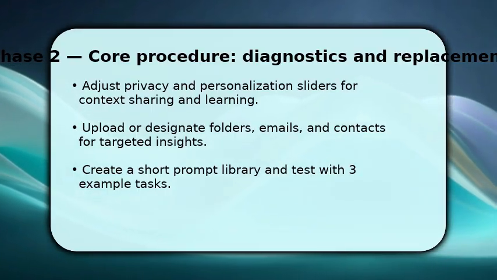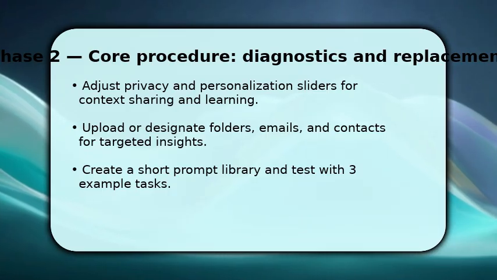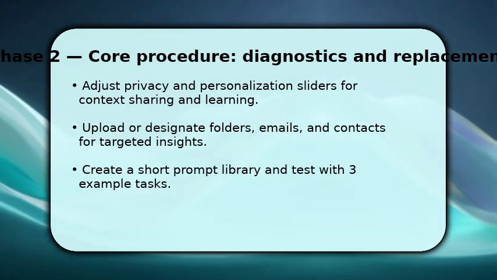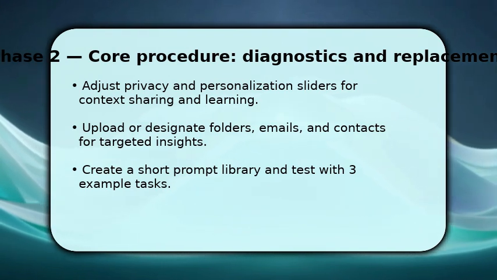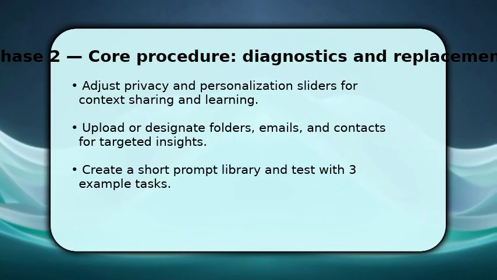Create a short prompt library with 3 example tasks: draft an email, summarize a doc, and generate action items. Then run each to refine tone, length, and specificity until outputs match your needs.